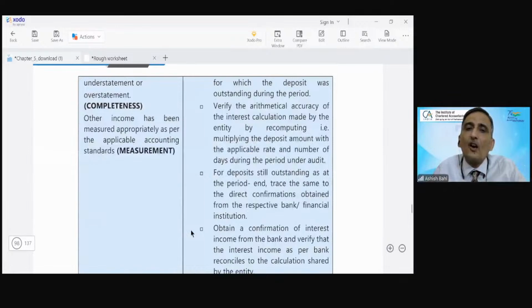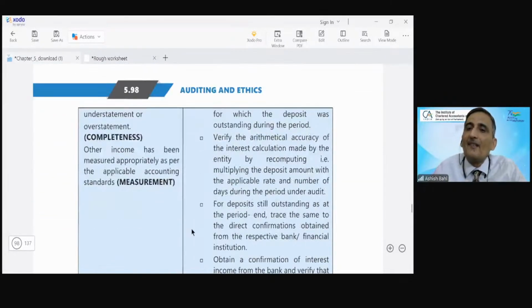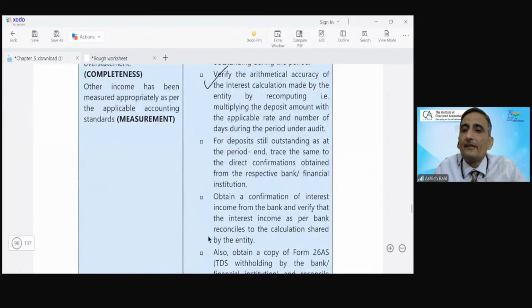So all these are procedures relating to occurrence, completeness, and measurement. Like Ritika has said, verifying the arithmetical accuracy of interest calculation. Obtain a confirmation of interest income from the bank. Bank certificate, you can get a bank certificate. What better proof can there be of the interest income than getting a bank certificate in respect of interest? Obtain a copy of Form 26AS.